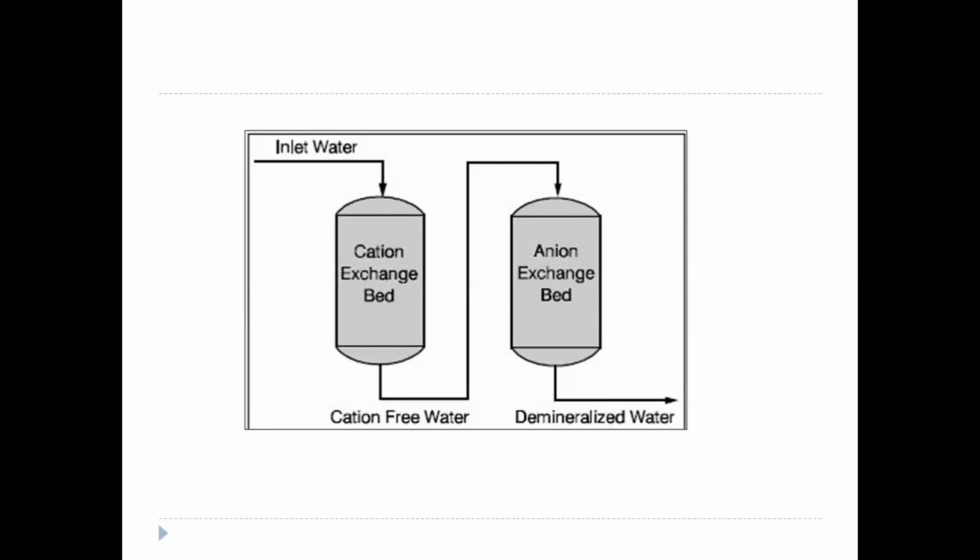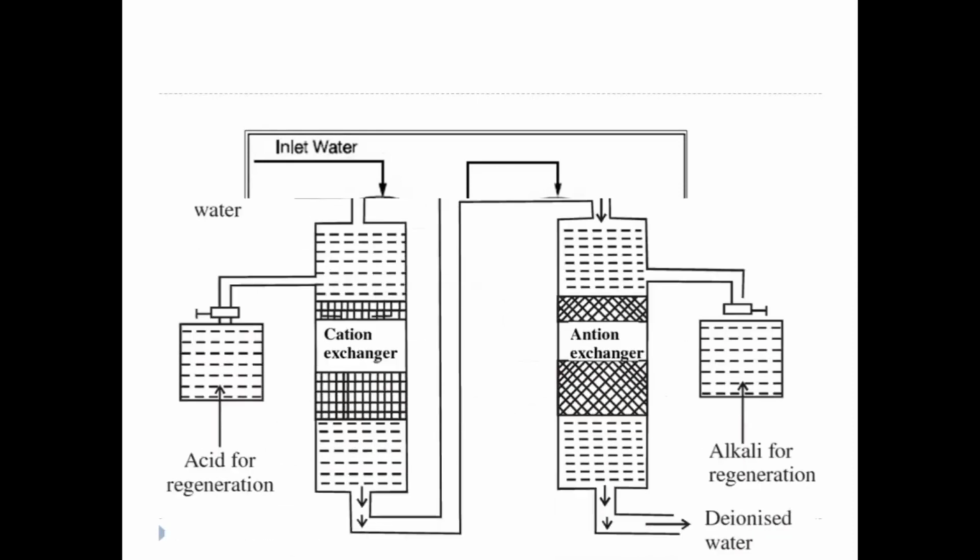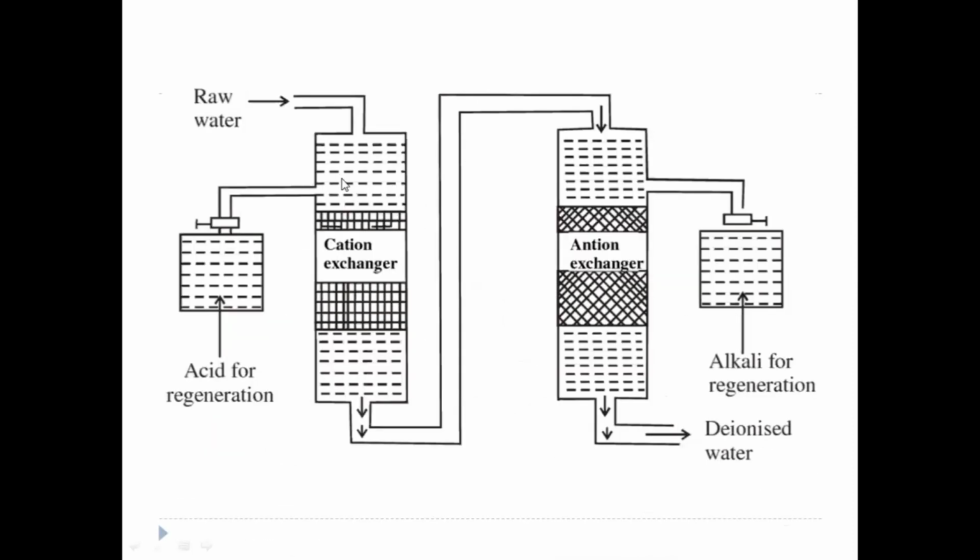So basically, the chance of corrosion is more in alkaline condition. That's why we pass the hard water first through the cation exchange resin, then through the anion exchange resin. That's the reason. And the detailed schematic for the cation exchange resin and anion exchange resin is as follows.